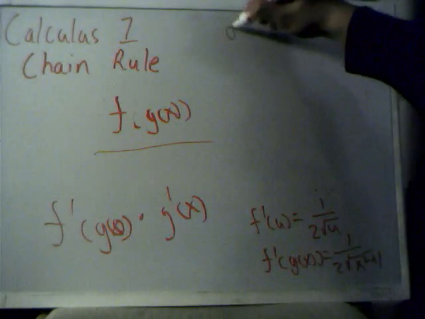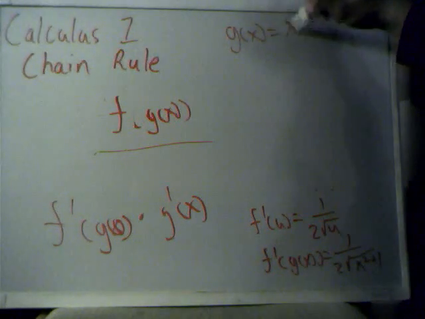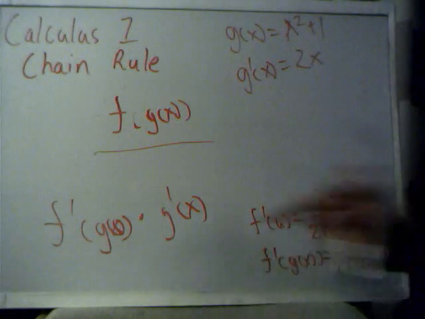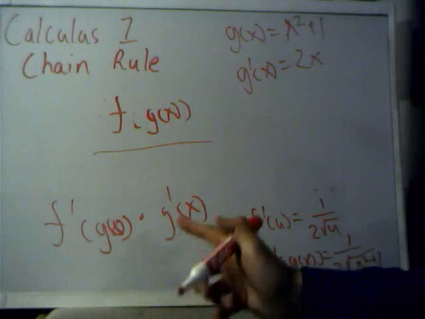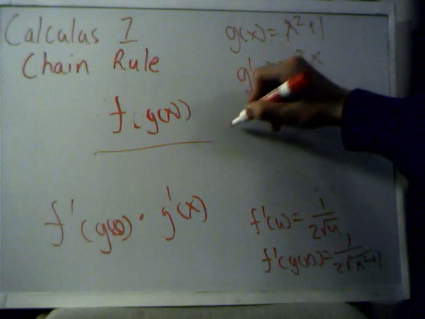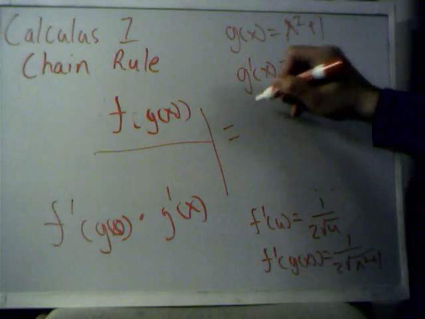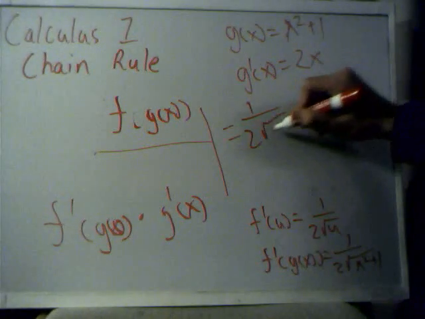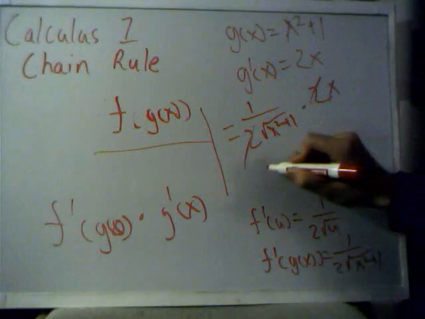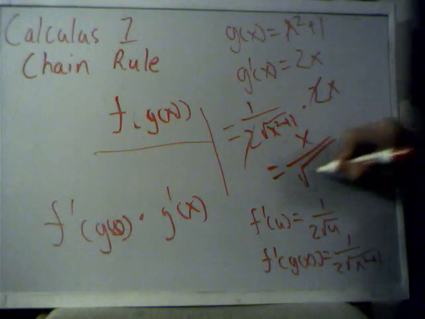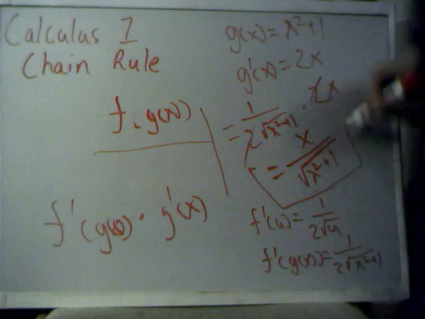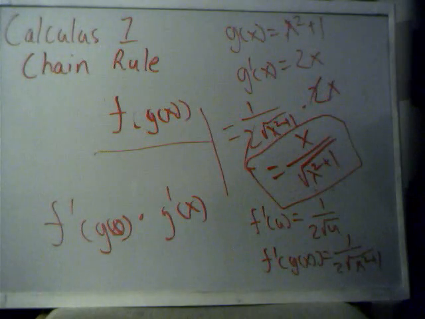Well, g of x was just x squared plus 1, so obviously g prime of x is just 2x. So now you just multiply these together, f prime of g of x times g prime of x. So you have this multiplied by this, and so it's simply 1 over 2 times the square root of x squared plus 1, times 2x. Now the 2's cancel out, so you're left with x over the square root of x squared plus 1. So this is your derivative of the function right here. Alright, so this is how chain rule works.